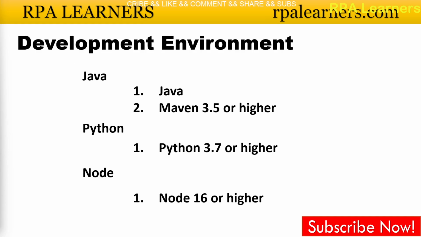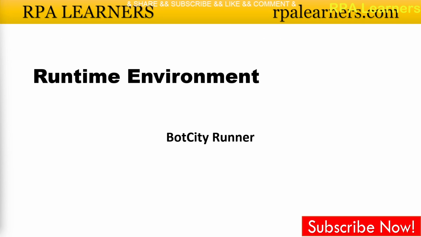There are several different ways that you can develop a bot in BotCity. One is you can use Python, and the second one is you can use Java or you can use JavaScript. So, if you are using Java to build your bots, you need Java 8 or higher, and you need to have Maven 3.5 or higher. If you are using Python, you need to have Python 3.7 or higher. And if you want to do it in JavaScript, then you need Node 16 or higher in order to use it in BotCity.